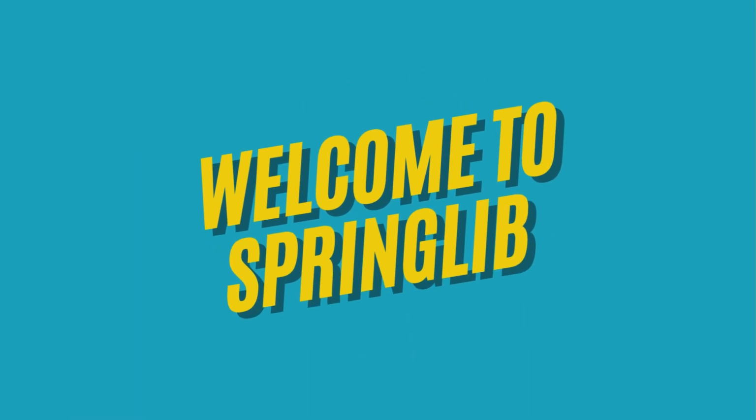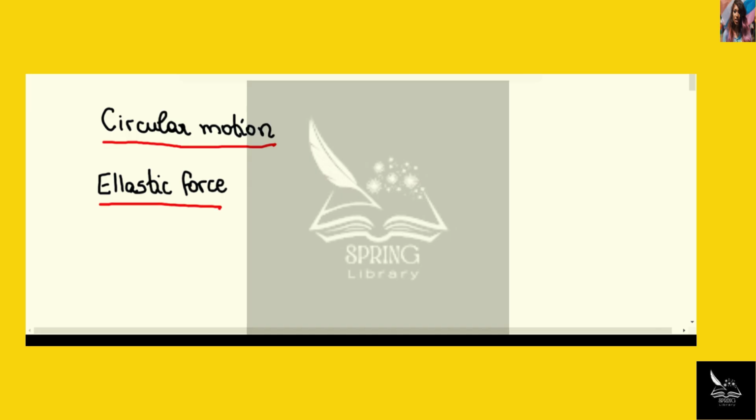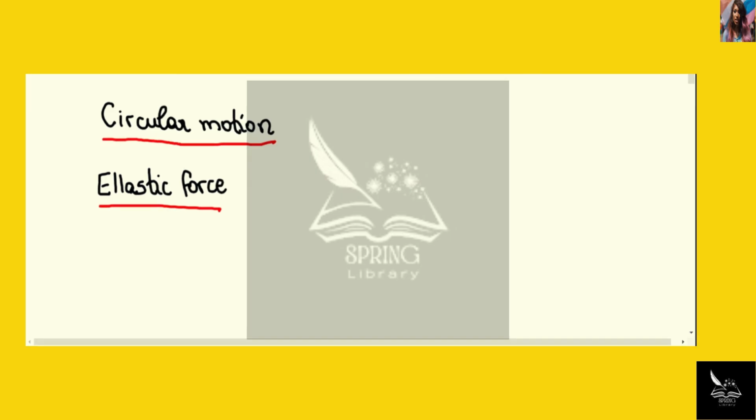Welcome to Spring LIB. In this exercise, we're going to be talking about circular motion and elastic force. Before actually solving the problem, I'm going to give a brief review. First, you have to remember that the acceleration of an object that's undergoing circular motion is equal to the speed of the object squared divided by the radius of the trajectory.